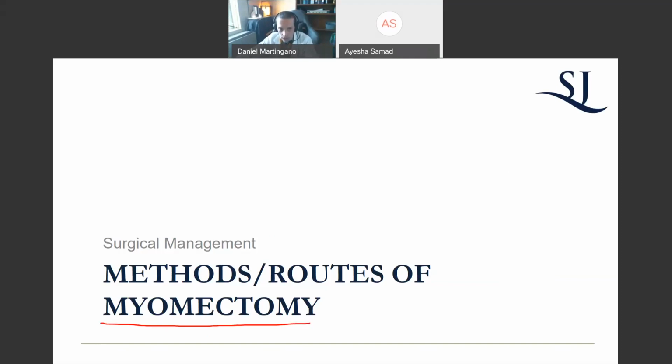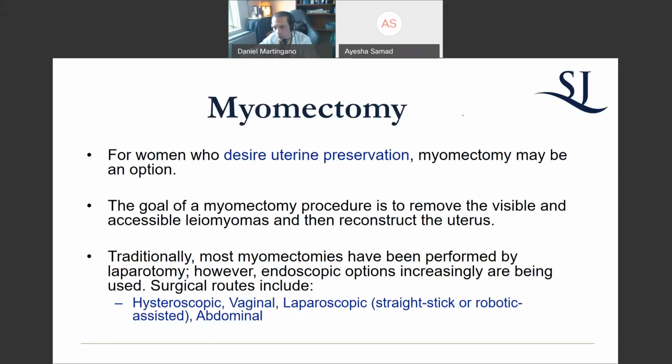Okay, myomectomy is where you're removing your fibroids from the myometrium, and this is an option for those who desire uterine preservation. And anecdotally, I'll say that this is probably the best option, okay? Because in a myomectomy, you're identifying your fibroids and you're removing them, and you have an opportunity to remove them all and preserve your uterus, and it can heal, okay?